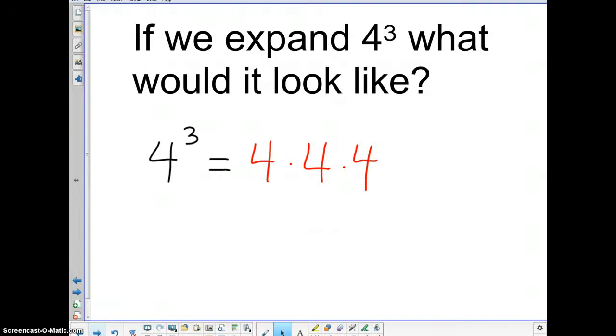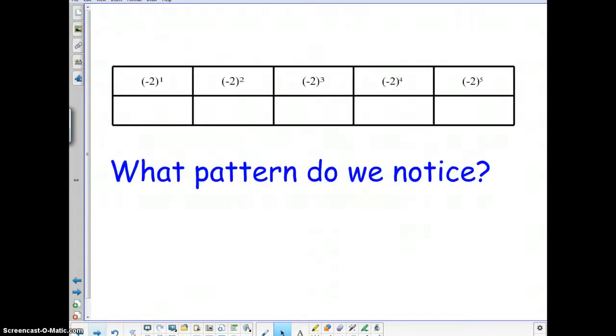Alright, hopefully you got that down. I'm going to move on to the next slide. Okay, if you could copy this table down, I'll give you a little time to do that while I talk here. Alright, there will be a pattern on this table.